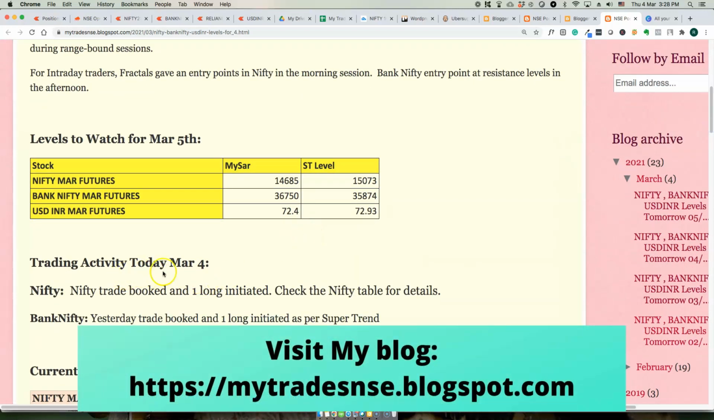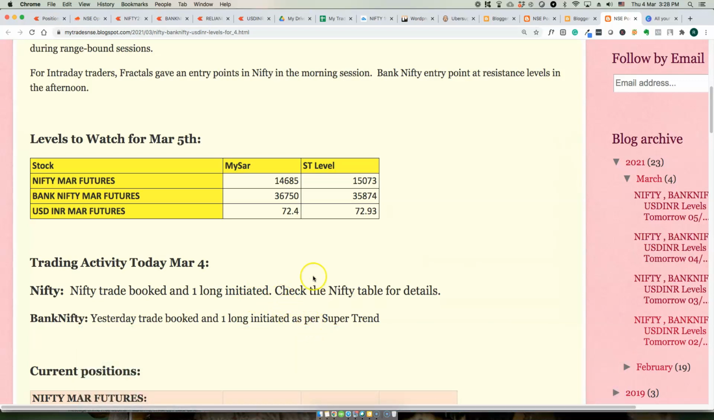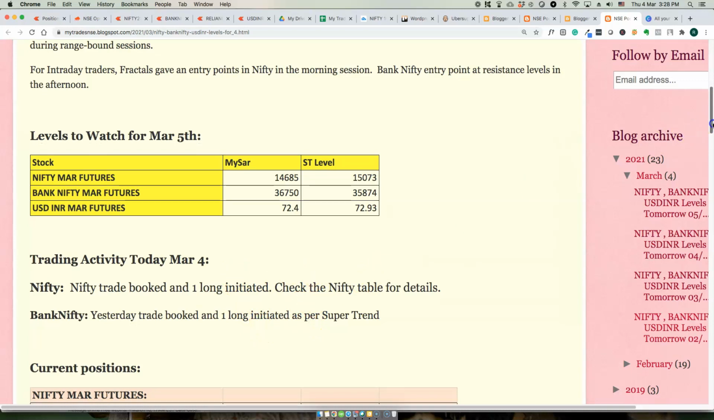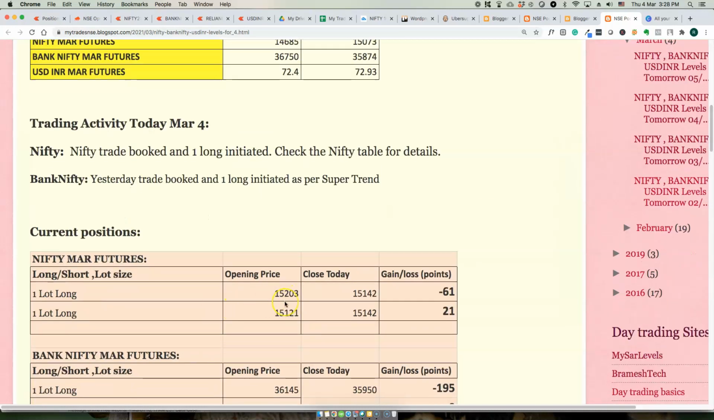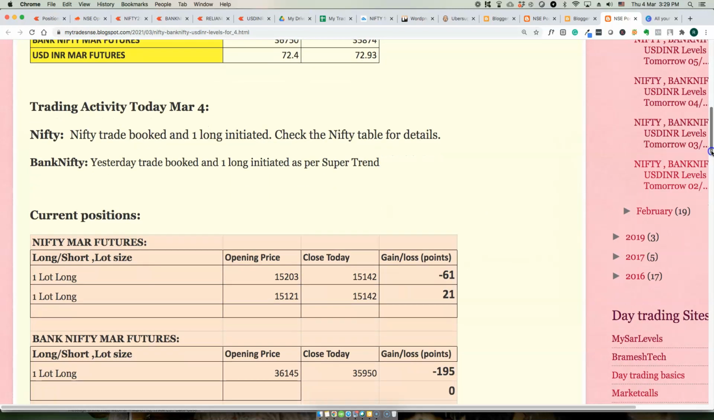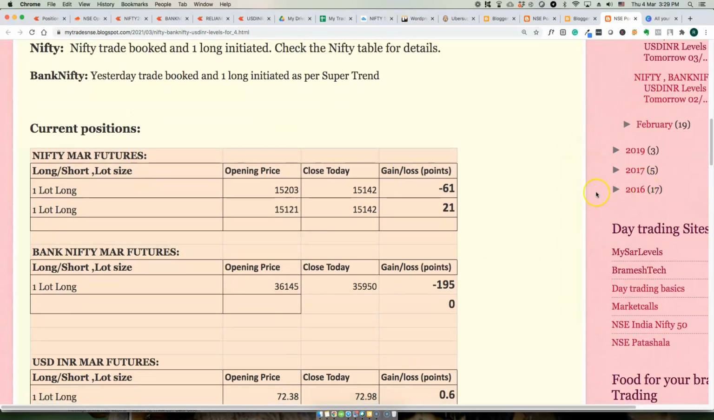To check the trading activity for today, because of the gap down, we had to book the long trades in both Nifty and Bank Nifty, and after some time the support trend again turned positive, so we initiated longs again, right, in both Nifty and Bank Nifty. So we have two positions in Nifty which are long, right? One is positive, one is negative.